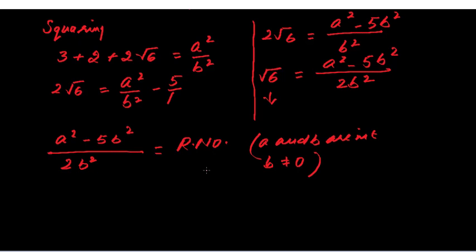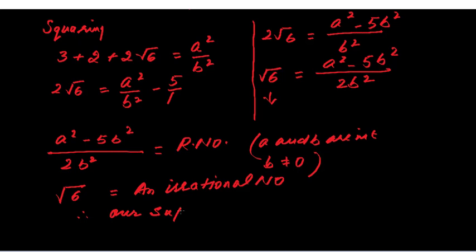as a and b are integers and b is not equal to 0. So it will provide you p upon q form. On the other hand, √6 is an irrational number. In the second statement, I have told you that a rational number cannot be equal to an irrational number. Therefore, our supposition was wrong.